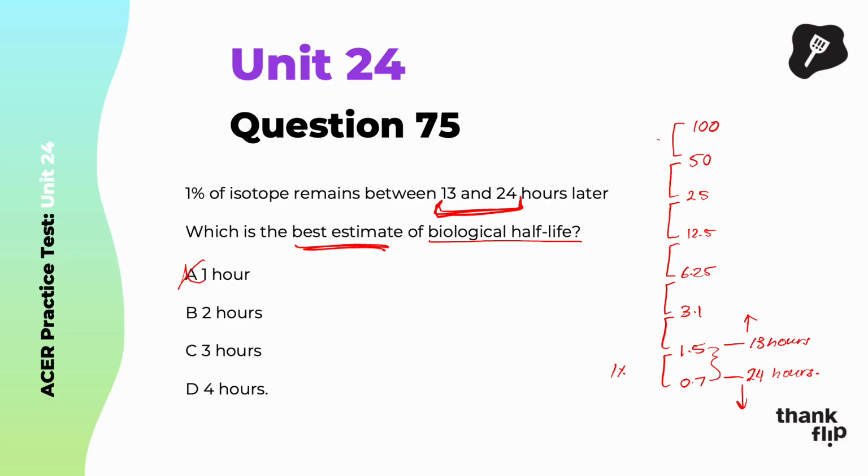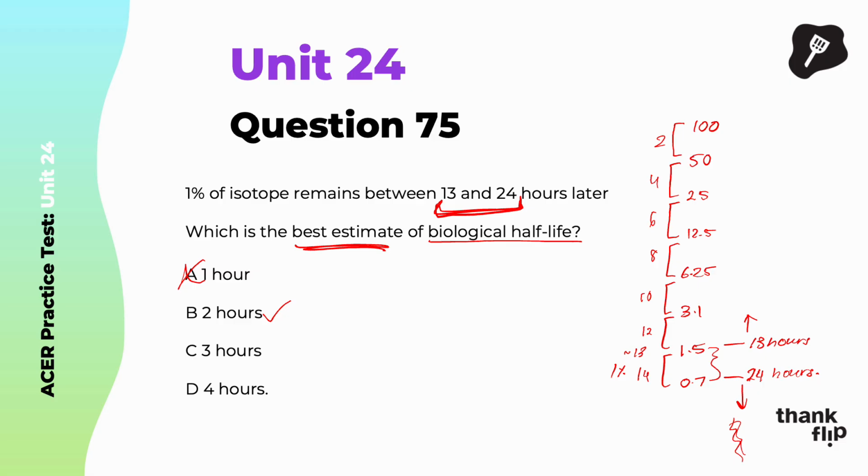Then we have 2 hours. So we have 2, 4, 6, 8, 10, 12, 14. And so this is plausible. So we have 13 could be around here, and then 24 could be anywhere down here, right? And so that kind of makes sense because you have approximately 1% remaining from around 13 hours onwards. So this could be a viable option.